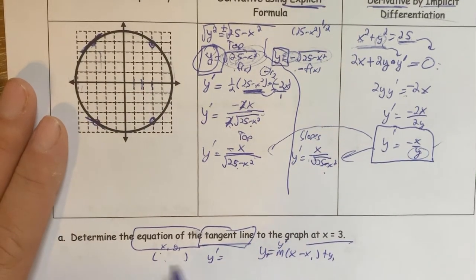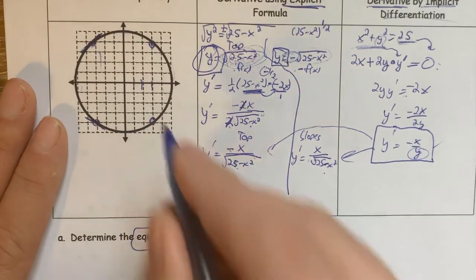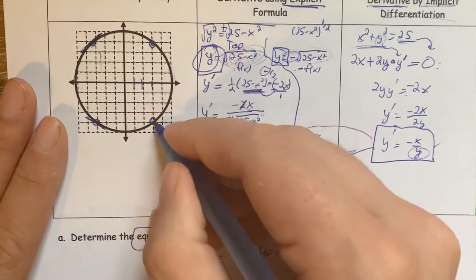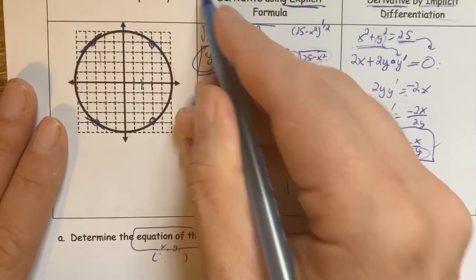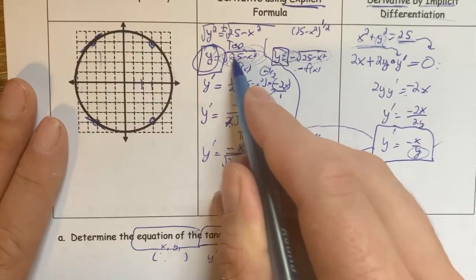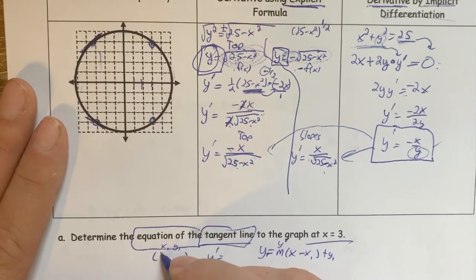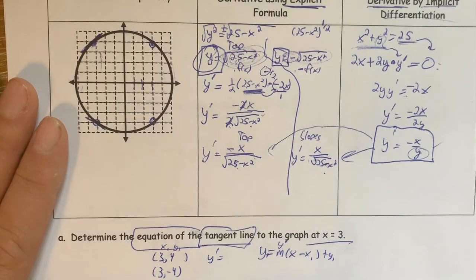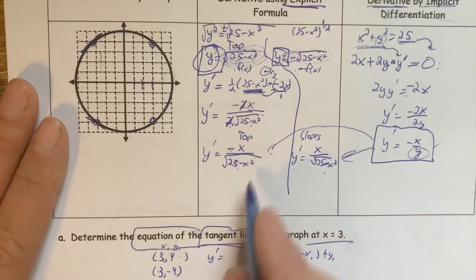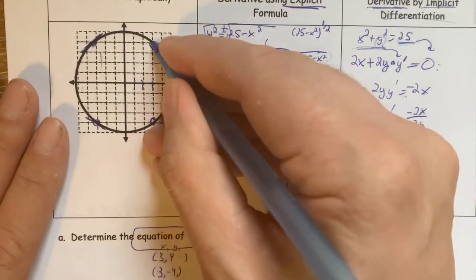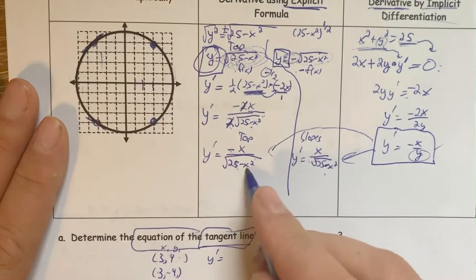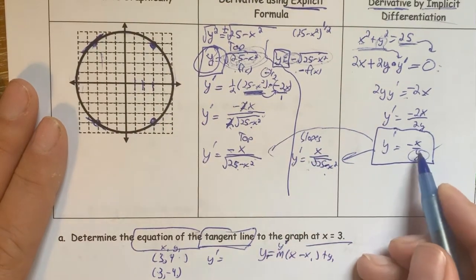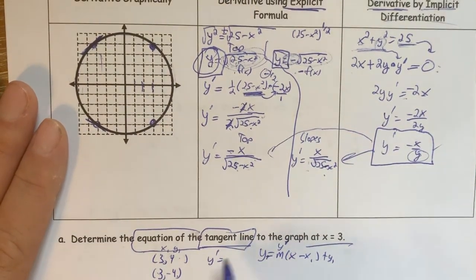So the point, when you plug in x equals 3, there's two different points. And I can find this from the explicit formula: I can plug in 3 and get 3, 4, and 3, negative 4. There's two different points. And there's actually two different formulas for the slopes, depending on what point you're on, if we use the explicit formula. But let's see how it works using the implicit formula.